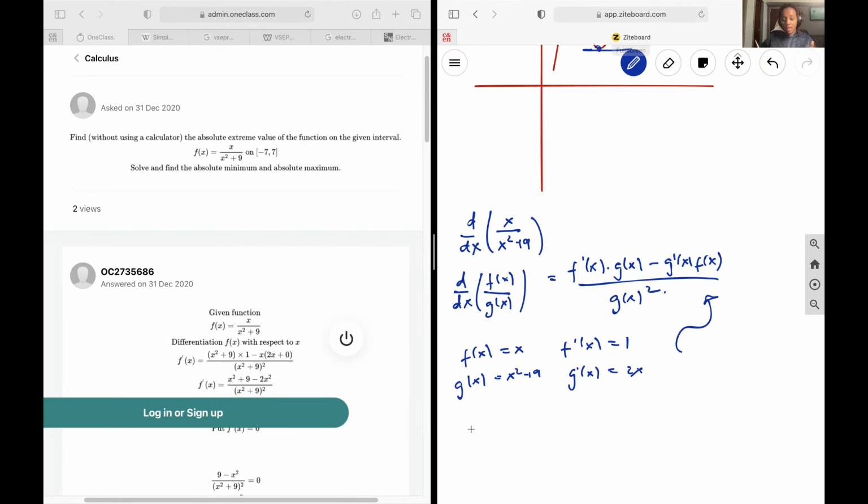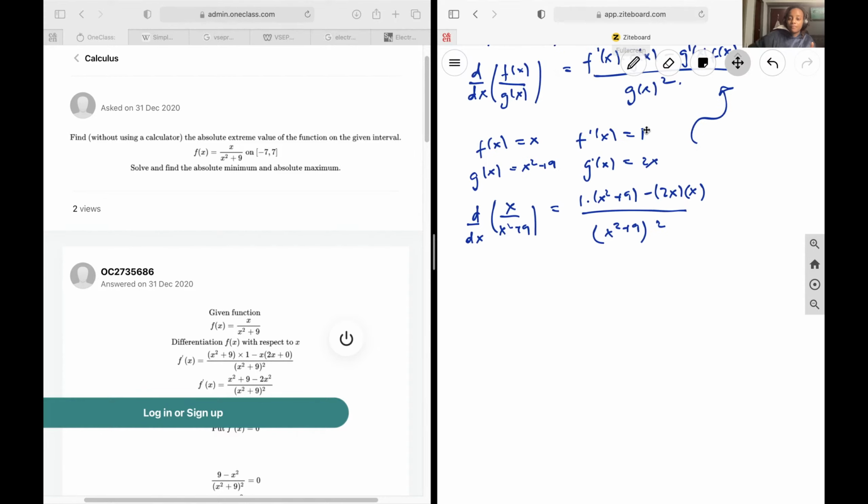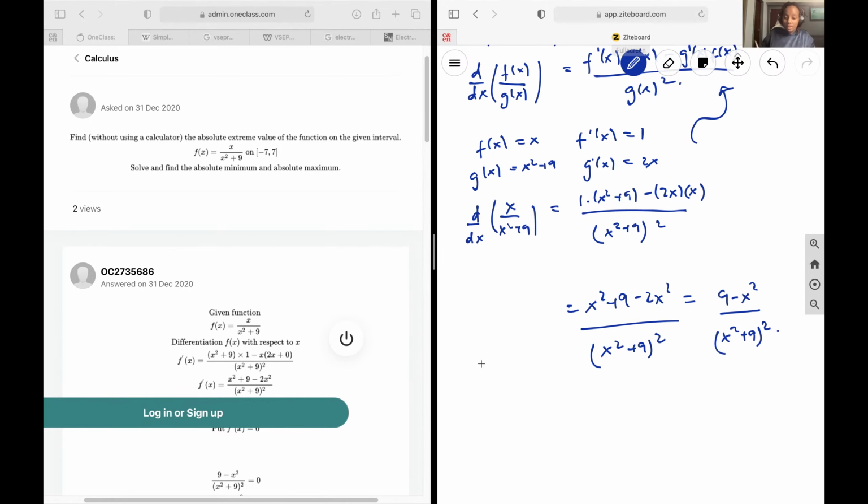And so we're just going to plug in all of that into our formula to get that the derivative of x over x squared plus 9 is going to be 1 by x squared plus 9 minus 2x into x, all over x squared plus 9 squared. This is going to give us x squared plus 9 minus 2x squared, all over x squared plus 9 squared. And this is going to give us 9 minus x squared over x squared plus 9 squared. So this is going to be our derivative of the function.